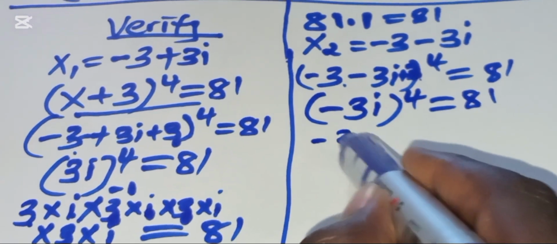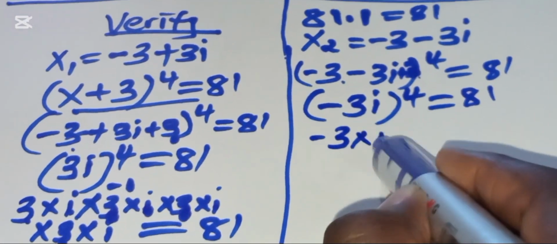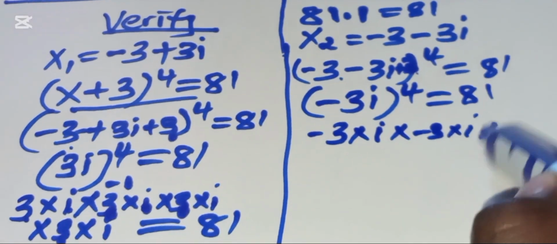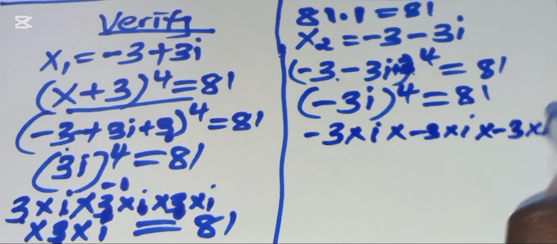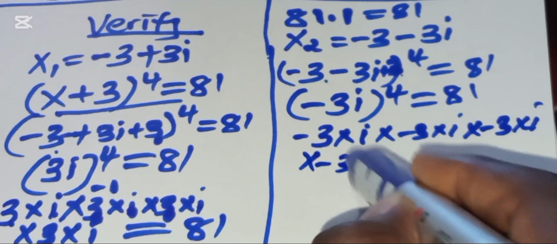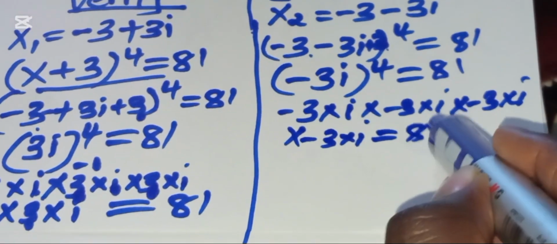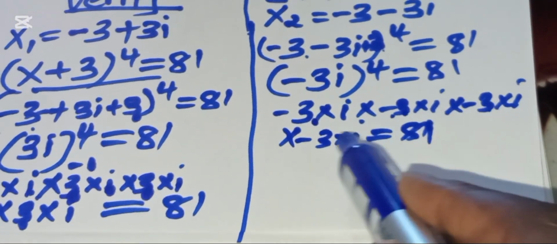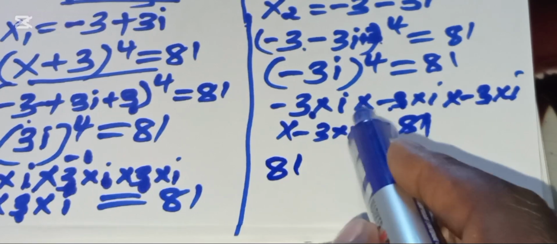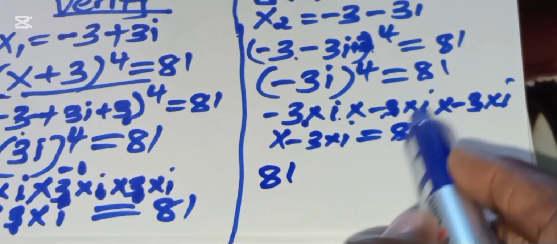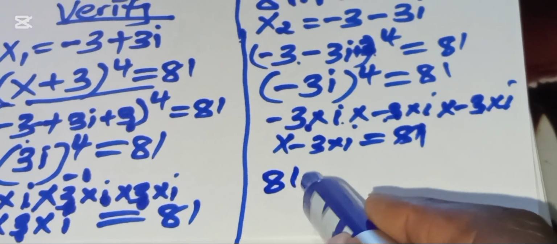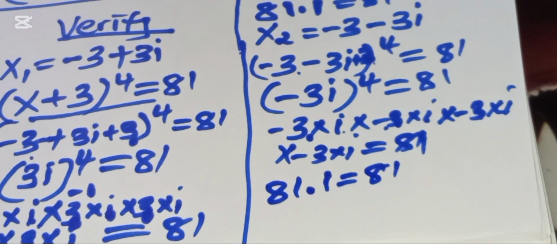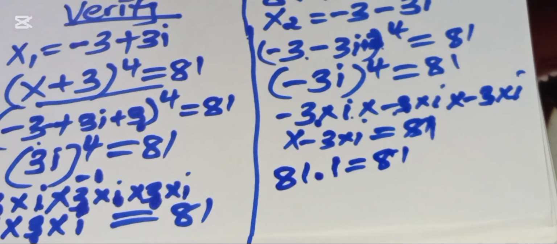So again, this is negative 3 times i times negative 3 times i times negative 3 times i times negative 3 times i, which is supposed to give us 81. So this is negative 3 times negative 3, which is 9. 9 times 9 is 81. Times i squared, which is negative 1, times i squared, which is negative 1. So this times 1 is equal to 81. So both x1 and x2 satisfy the equation. Let's check x3 and x4.